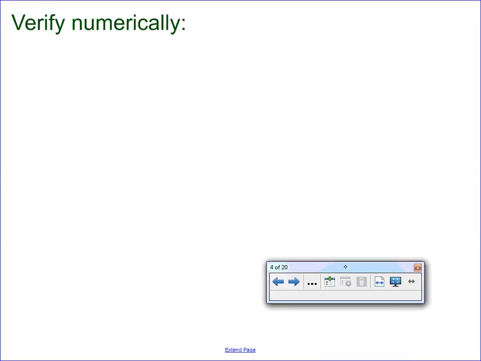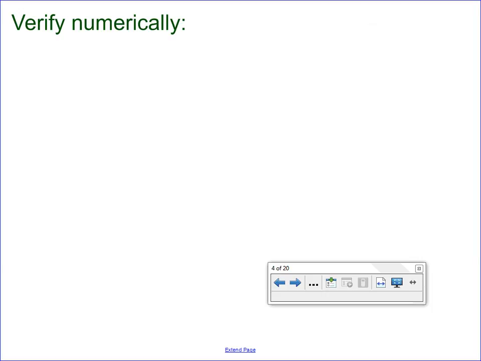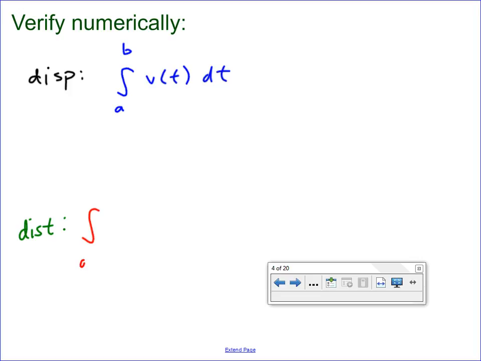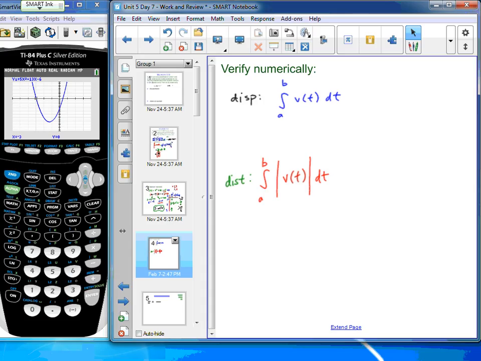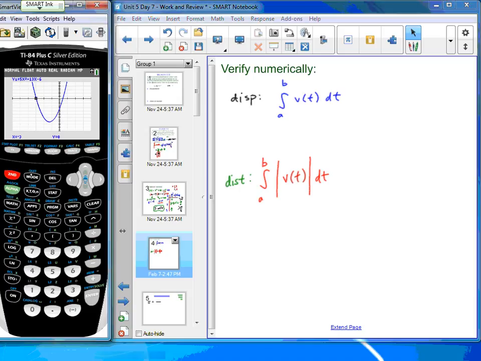And now, the moment you've all been waiting for: the verify numerically slide, where in general our displacement is given by the integral from a to b of v of t dt, versus our distance traveled, given by the integral from a to b of the absolute value of v of t with respect to time. And we'll do both of those numerically. What do we mean numerically? That means using the built-in capabilities of our graphing calculator.